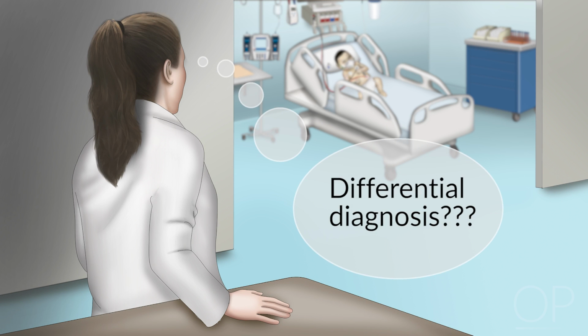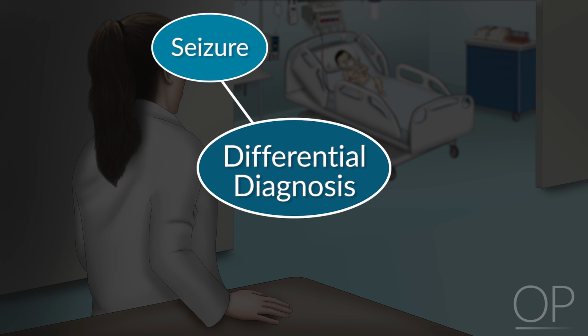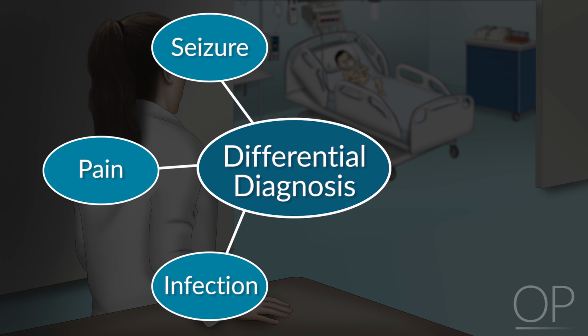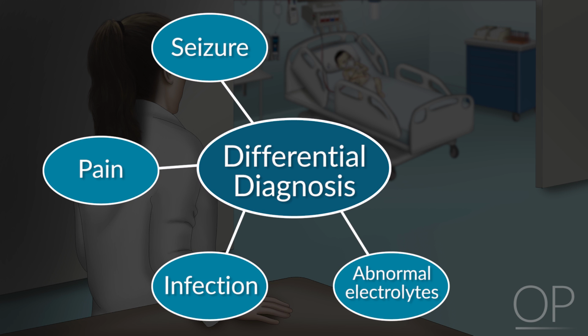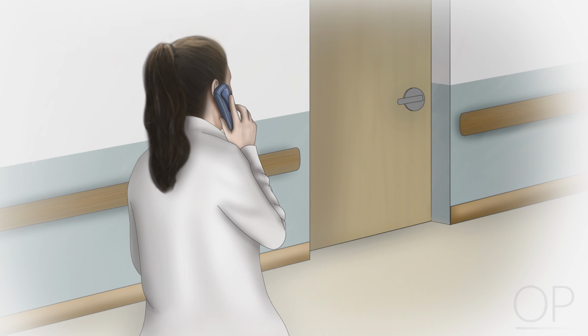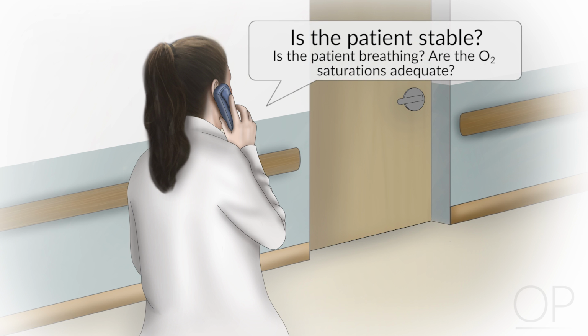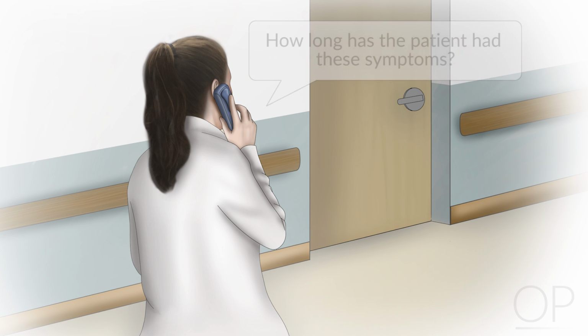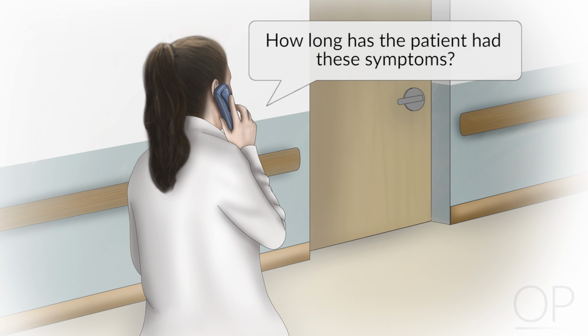So with this call, what should you be thinking about now? What's your differential diagnosis? Seizure, pain, infection, abnormal electrolytes, medication effect, and endocrinopathy. What are the most important questions to ask the nurse over the phone before even seeing the patient? One, you have to make sure that the patient is stable. And two, what is the length of time of his symptoms?